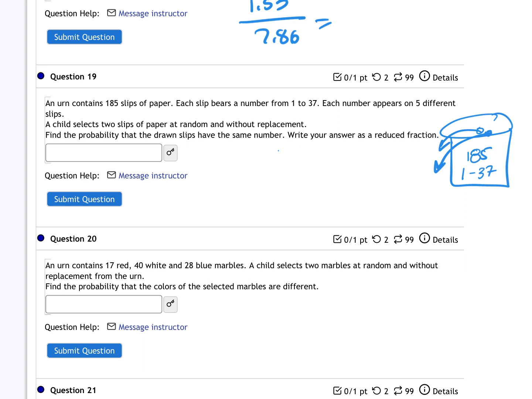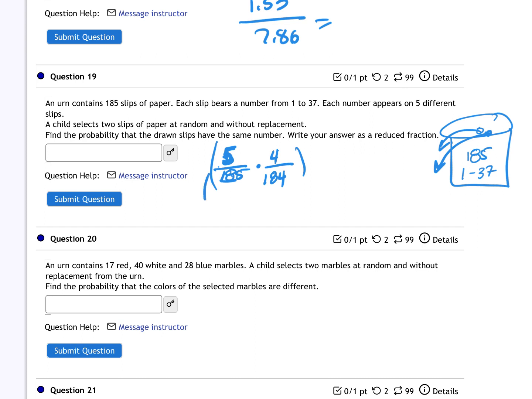Now there's several ways to do this, right? Let's just say, what's the probability they're both 1? Well, there's 37 numbers. There's 5 ones in there out of 185. Right, which is 1 out of 37. And then after they take the first one out, then there's 4 ones out of 184. All right, so that's just to get 2 ones.